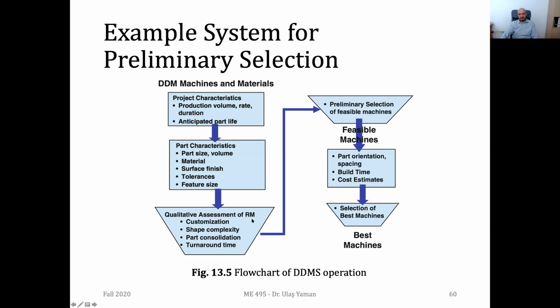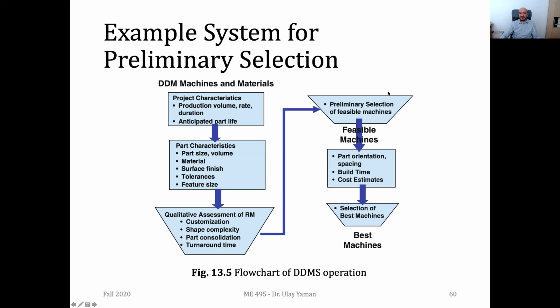And then your software will have qualitative assessments about the complexity of your parts, whether you have customization, whether you may have part consolidation. You may decrease the number of parts in your assembly, and it may also give you a kind of turnaround time, and what is the rate of return of investment. You can determine such things with the help of preliminary assessments. And then once you have these preliminary machines available, you can select some of these and then work on specific machines.